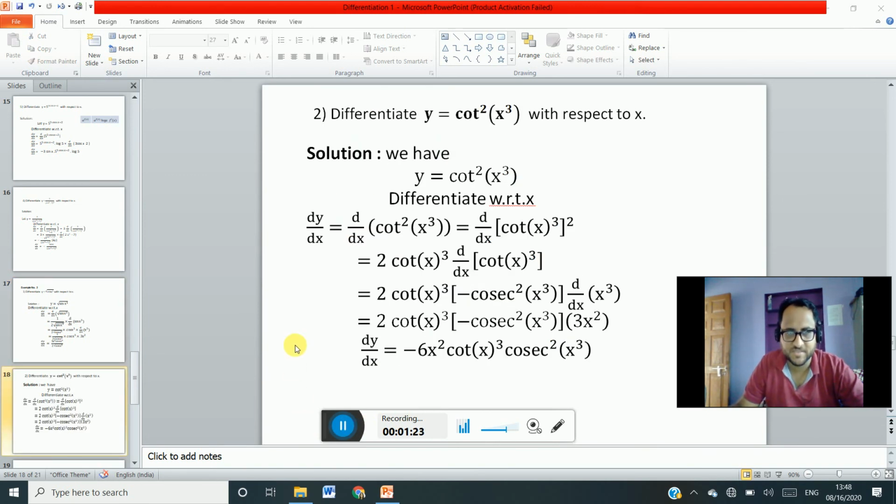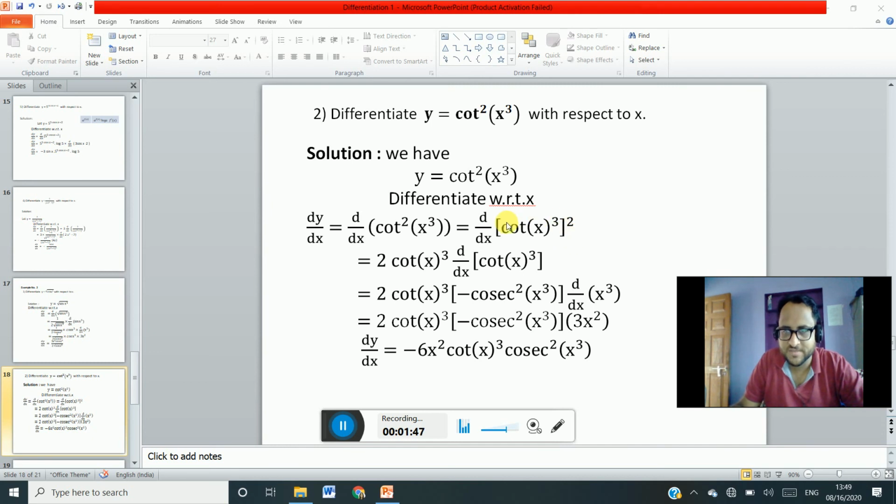See the next example, which is solved again in your textbook. Differentiate y is equal to cot square of x cube with respect to x. So we are given function y is equal to cot square of x cube. We differentiate with respect to x. First of all, cot square of x cube is nothing but cot of x cube whole square.